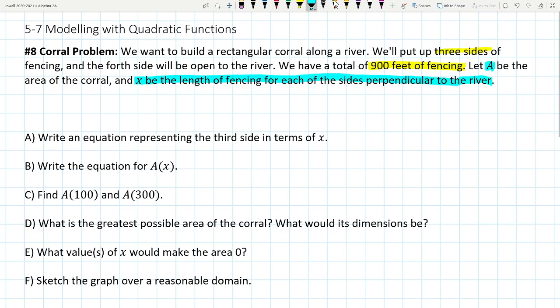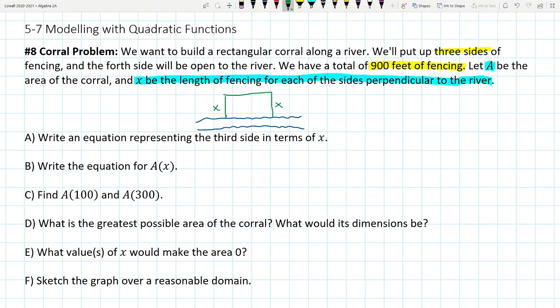So let's actually draw this picture. So here's the river right there. Our fencing then, I'll draw that in green. It's going to be like this. It's going to be rectangular. And so the sides perpendicular to the river, which would be these two, have a length of x.